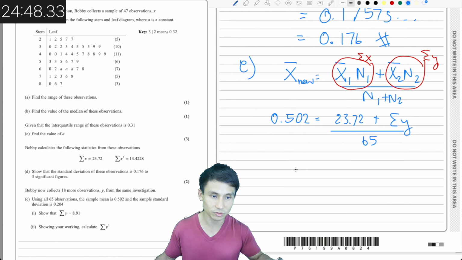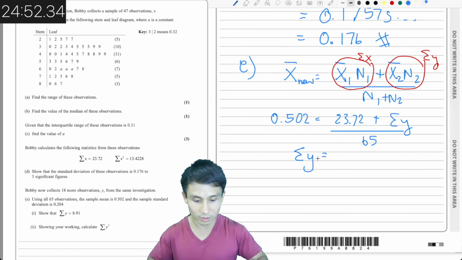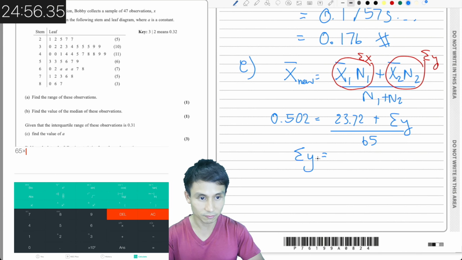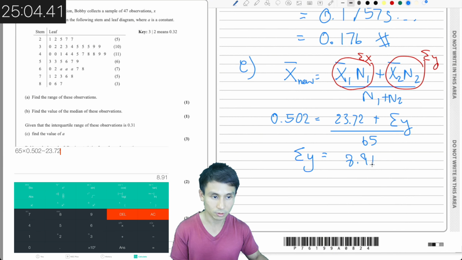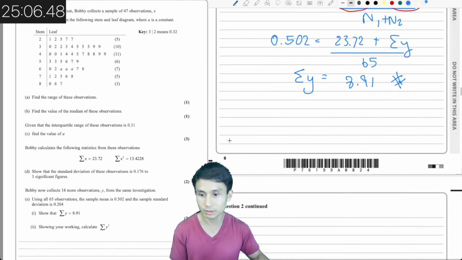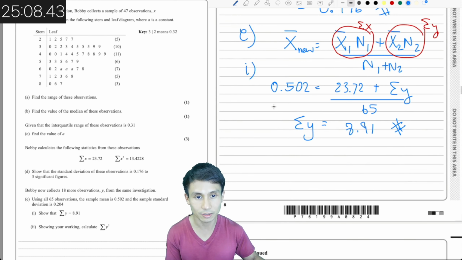0.5202. We're going to solve for that equation. So sigma y would be just 65 times 0.502 minus 23.72. All right, so there you go. As required. So that's EI.